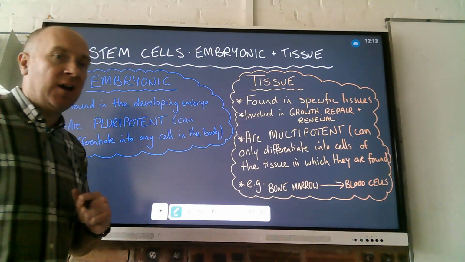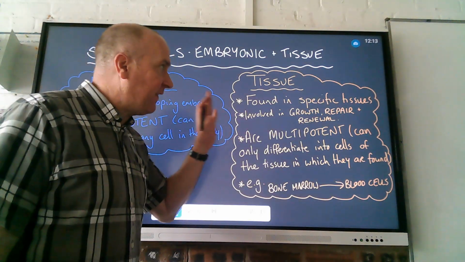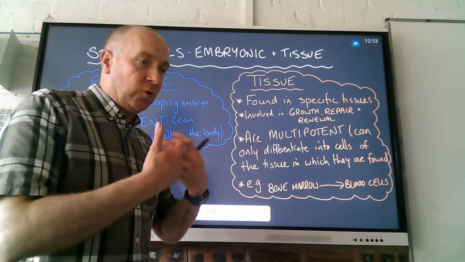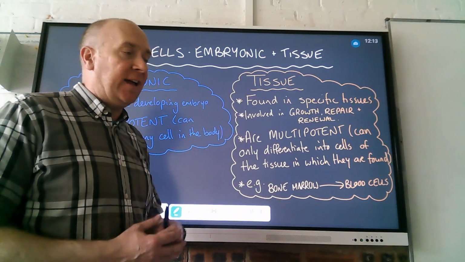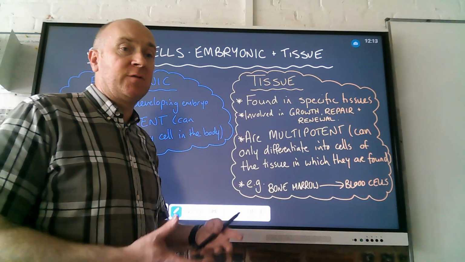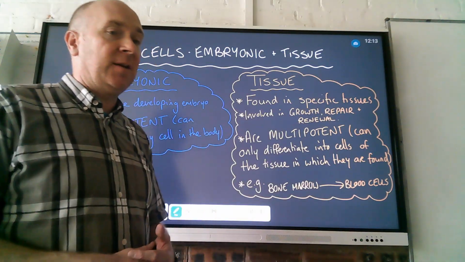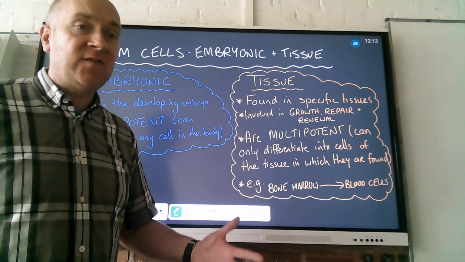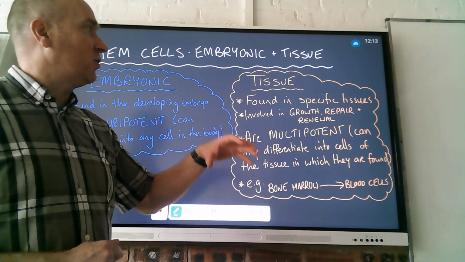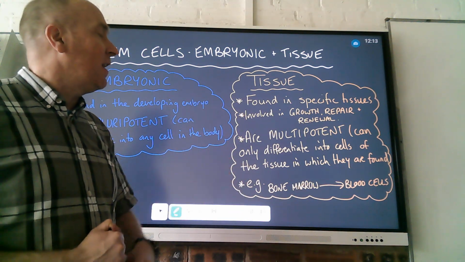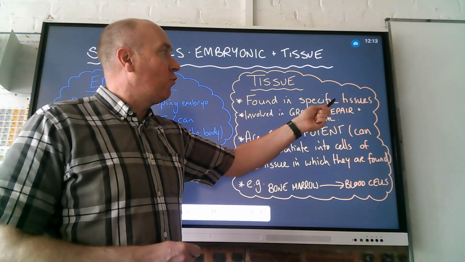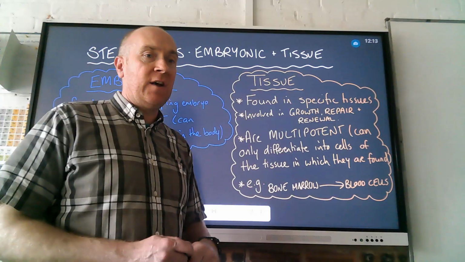Tissue stem cells, on the other hand, are found in specific tissues in the body. You go to bone marrow, for example, to find the tissue stem cells for the blood. You'll find tissue stem cells in the skin, and in the digestive system. Different tissues have different tissue stem cells. They're involved in the growth, repair and renewal of cells from that tissue.